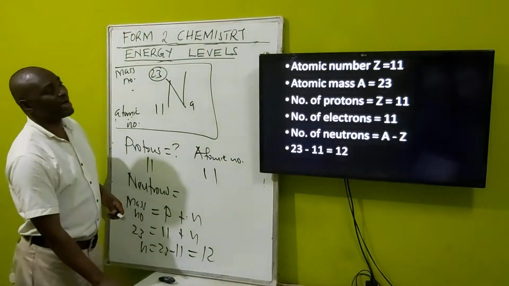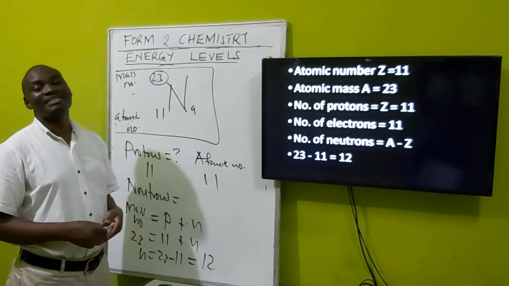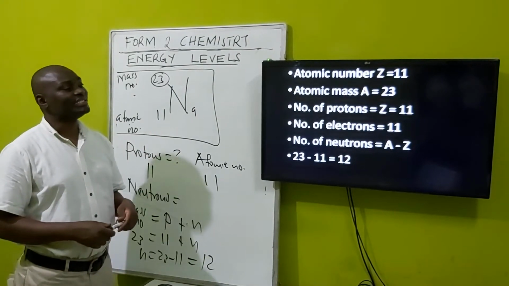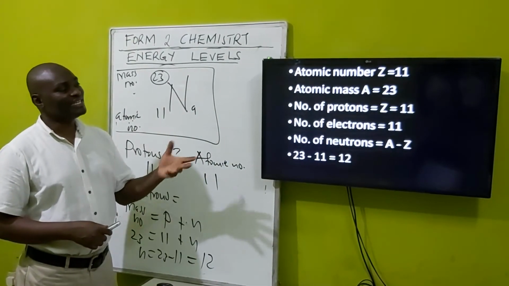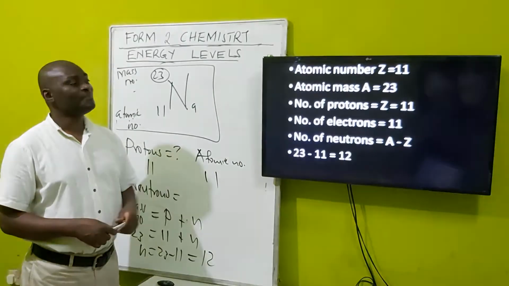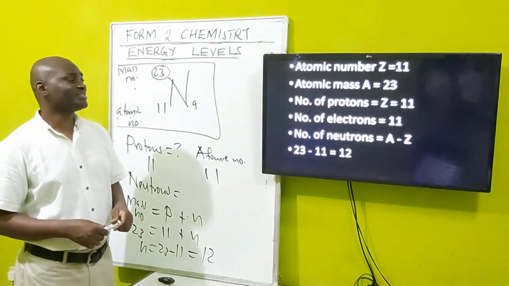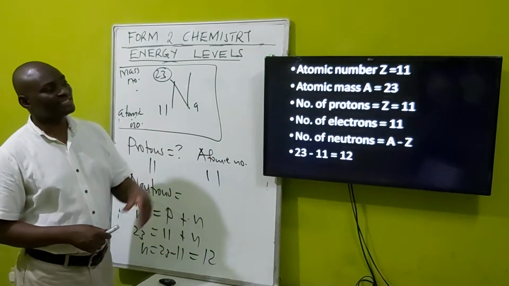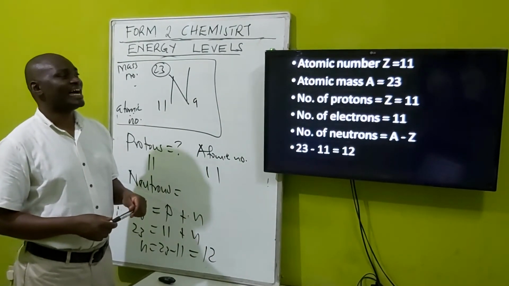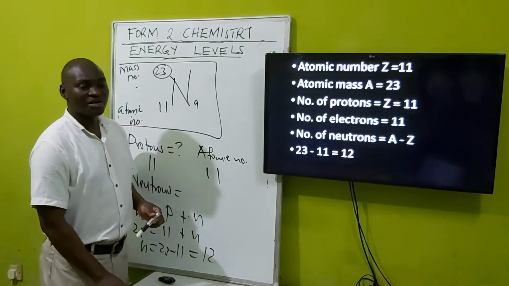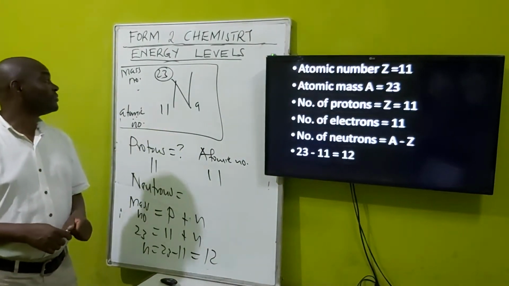That is how we work with atomic number, which is Z. Z is normally the standard for atomic number. It's 11. Mass number A is 23. Number of protons will be 11, because protons equal atomic number. Number of electrons will also be 11. Protons are equivalent to electrons. The number of neutrons will be A minus Z, that is mass number minus atomic number. Then you get 12.